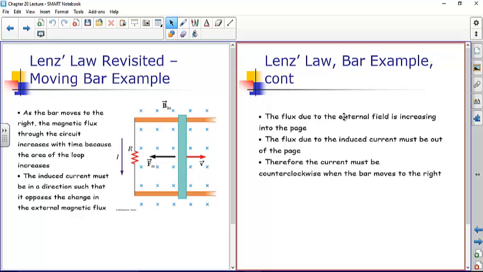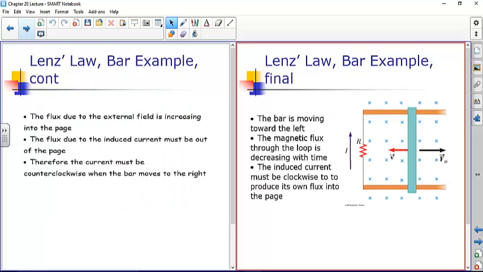So the flux due to the external field is increasing into the page. So the flux due to the induced current must be out of the page. That's what we're saying. So the current going this way causes a flux out of the page, which counteracts the flux going into the page. Okay.